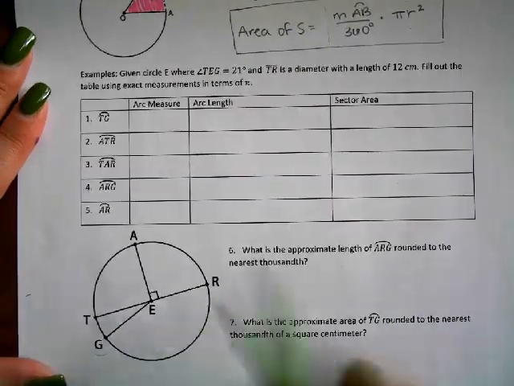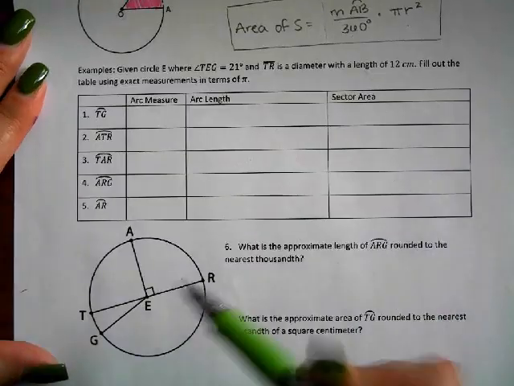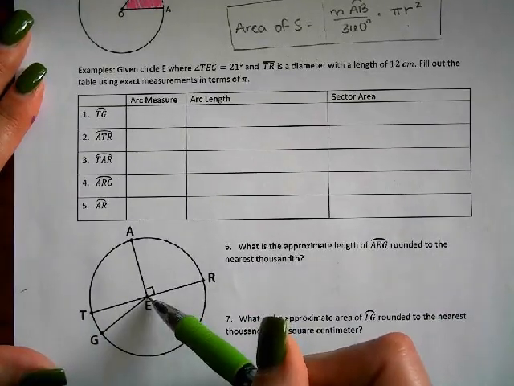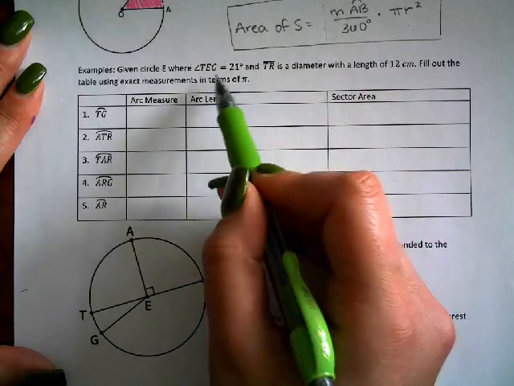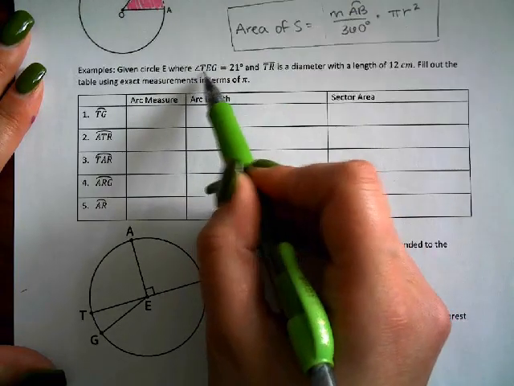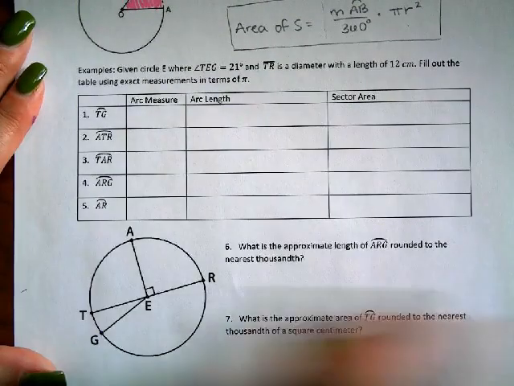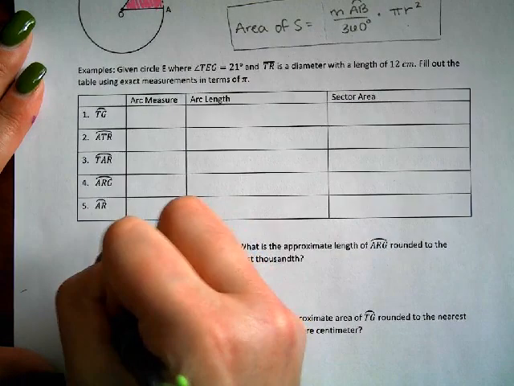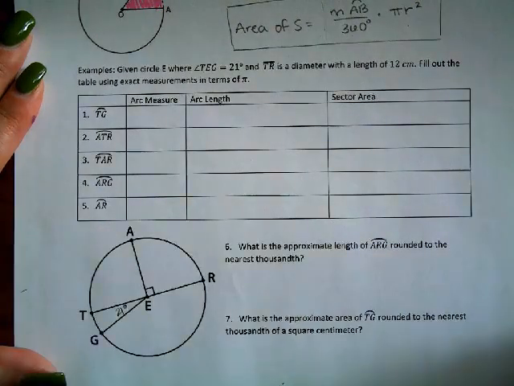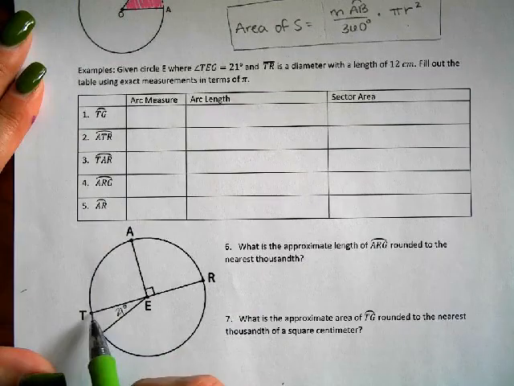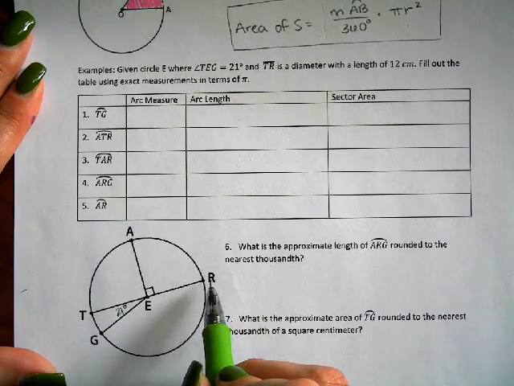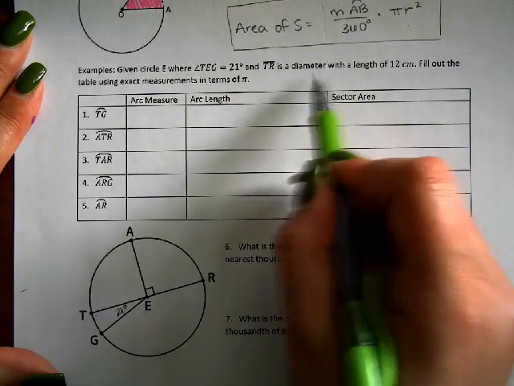It's looking at this picture down here. So we have a circle with a center of E, and they're giving us some information. They say angle TEG has a measure of 21 degrees. TR is a diameter, so TR perfectly cuts the circle in half. The diameter is a length of 12.